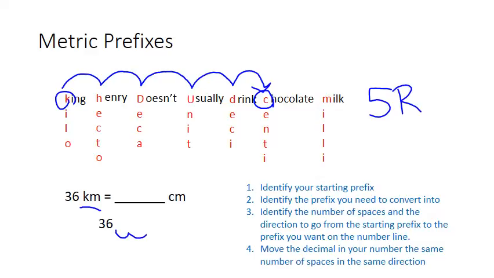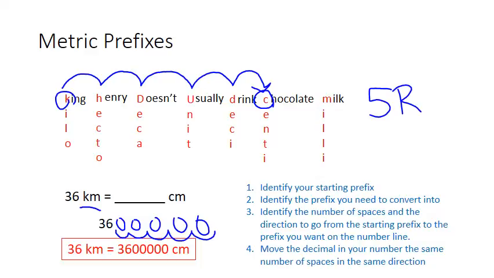So 1, 2, 3, 4, 5. And I can fill in each of those spaces with zeros to mark the new place for that decimal. So 36 kilometers equals 3,600,000 centimeters.